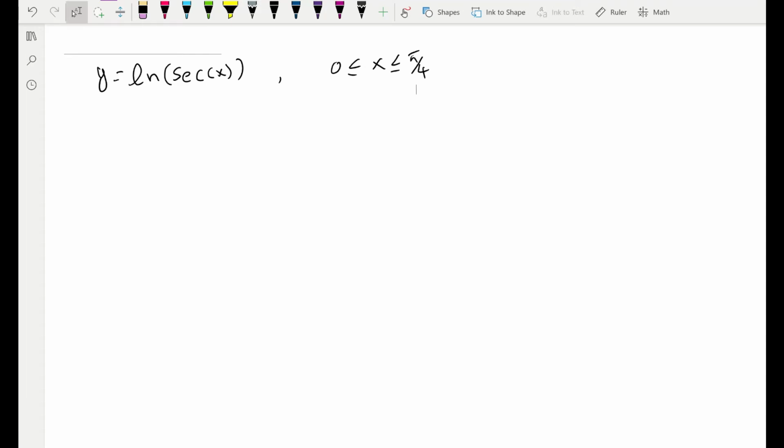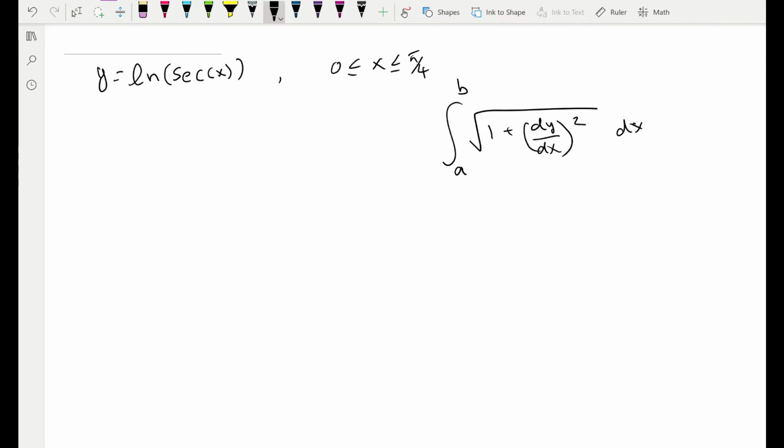In this video, I'm going to do more example problems of finding the arc length of a curve. Here we have the curve y is equal to natural log secant x going from 0 to pi over 4. You want to find the arc length between those x values of this curve. The formula is the integral from a to b of the square root of 1 plus (dy/dx) squared dx.